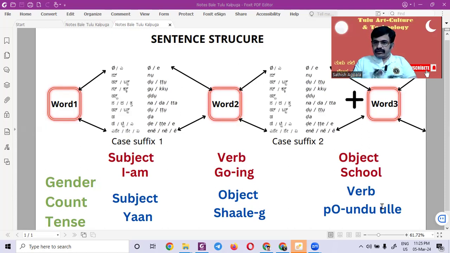First, think in English, then convert to our mother Tulu language. Gradually practice this. At least make 10 sentences in English and convert them to our Indian language or Tulu. This is the basic sentence formation.